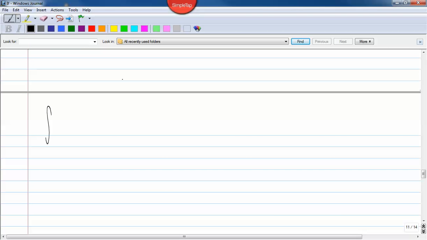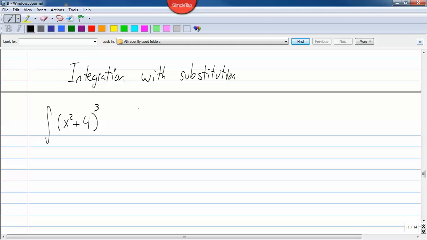All right, so this is integration with substitution. First, I'm going to show you why we can't always just use the power rule, at least for a problem like this. Say that I had x squared plus 4 raised to the third power.